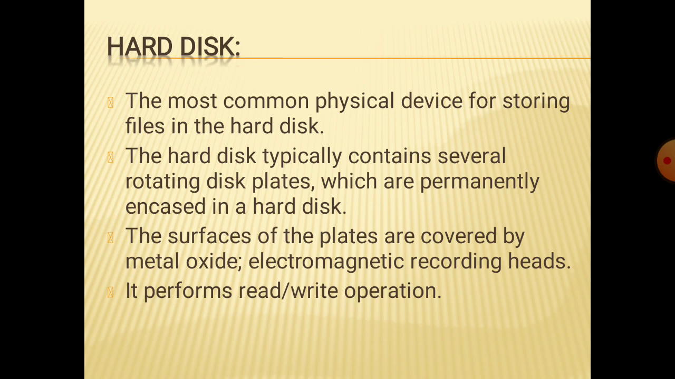Then the surface of the plates is covered by metal oxide, and the electromagnetic recording heads will be there. In your hard disk, we can perform both read and write operations. That means we can add data to the disk, and we can also display the content of the disk. That is the read and write operation. So how is your disk made? The outer layer of your disk is made up of metal oxide for security purposes.